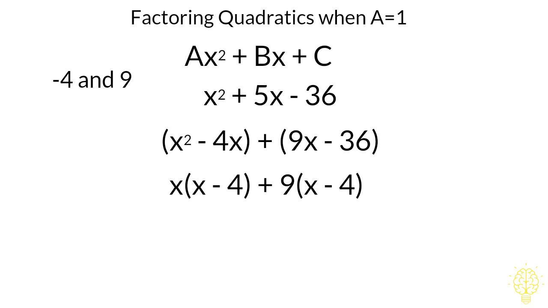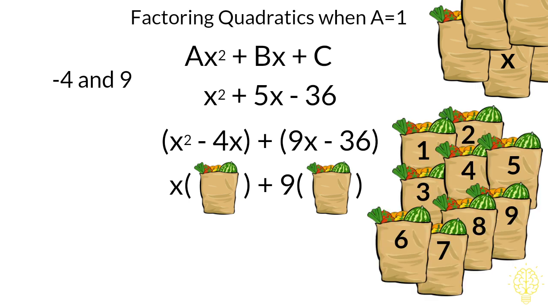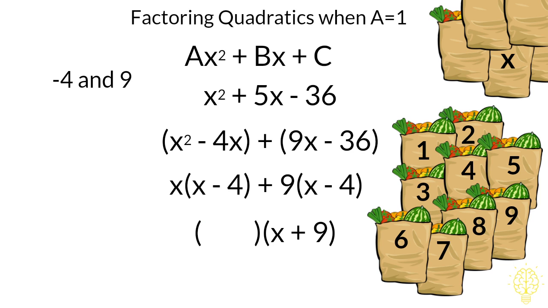Do you see how the x minus 4 is the same here and here? Okay, listen up because this is important. Think of the x minus 4 as a bag of groceries. If you had x bags of groceries and then you got 9 more bags of groceries, how many would you have altogether? You would have x plus 9 bags of groceries. We need to combine the terms of this expression in the same way that we just combined our bags of groceries together. Since the x minus 4 is the same, we can rewrite this as x minus 4 times x plus 9. And that's it.